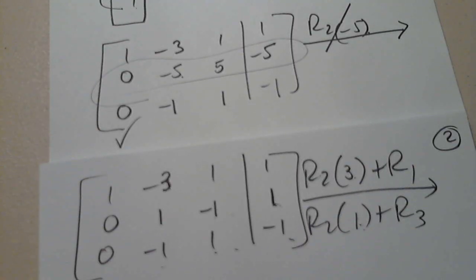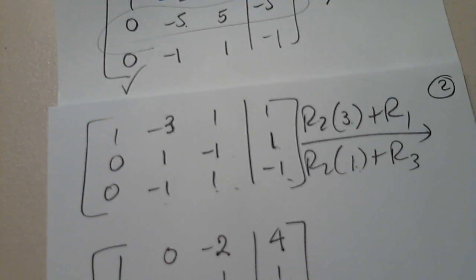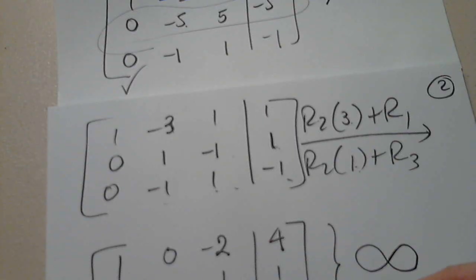Okay, we have never talked about a system like this. So if one whole row is made out of zeros, in this case, which is a true statement, 0 equals 0, this system has infinitely many solutions.